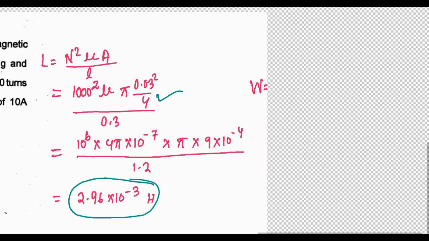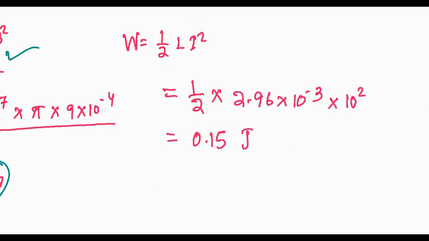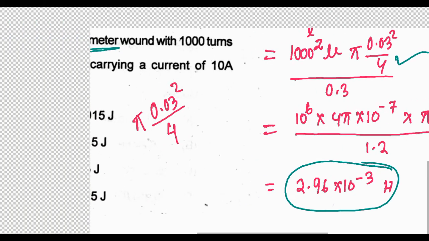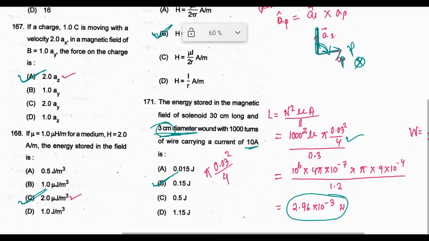And what will be the energy? Energy is half L I square, that is half into 2.96 into 10 to the power minus 3 into 10 square, which is equal to 0.15 joule. Current is given here, 10 ampere, so 0.15 joule. So here option B is the correct answer.